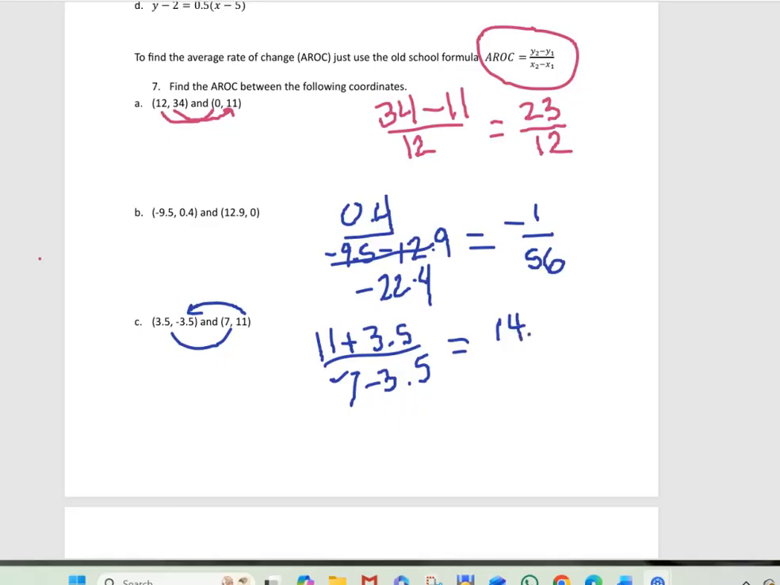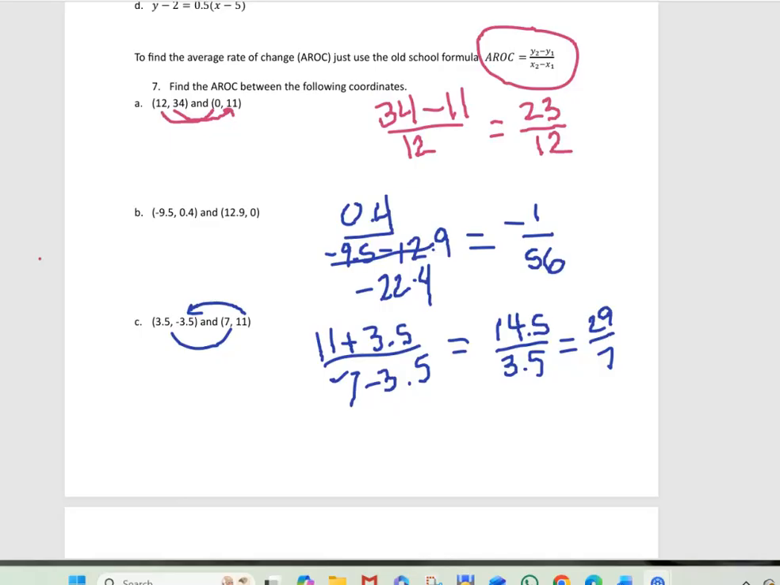14.5 over 3.5. Let's hope that's a clean number. 145, 350. It wasn't actually. 29 sevenths. It's not terrible, but 29 and 7 are both ugly prime numbers. All right. You guys okay with that? That's just finding the slope.